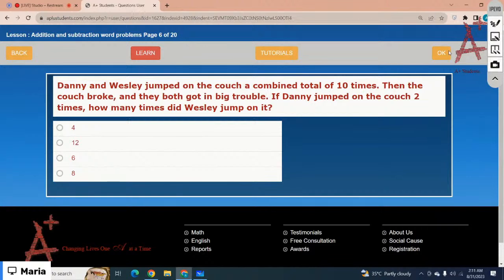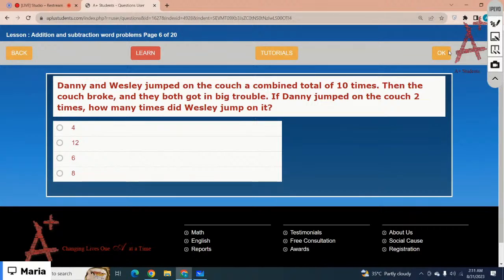Okay, the next one is Danny and Wesley. Danny and Wesley jumped on the couch a combined total of 10 times, right? They both are jumping and they jumped 10 times. Then the couch broke and they both got in big trouble. If Danny jumped on the couch 2 times, how many times did Wesley jump on it? So they combined jumped 10 times, right? Danny jumped 2 times. You have to see how many times Wesley jumped.